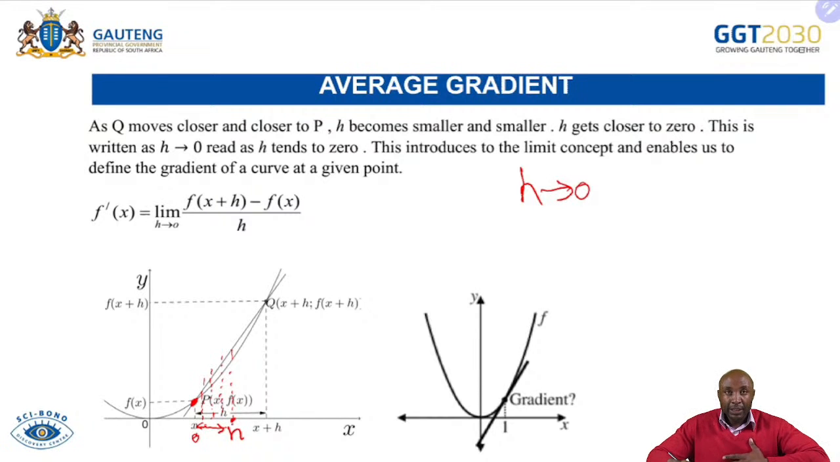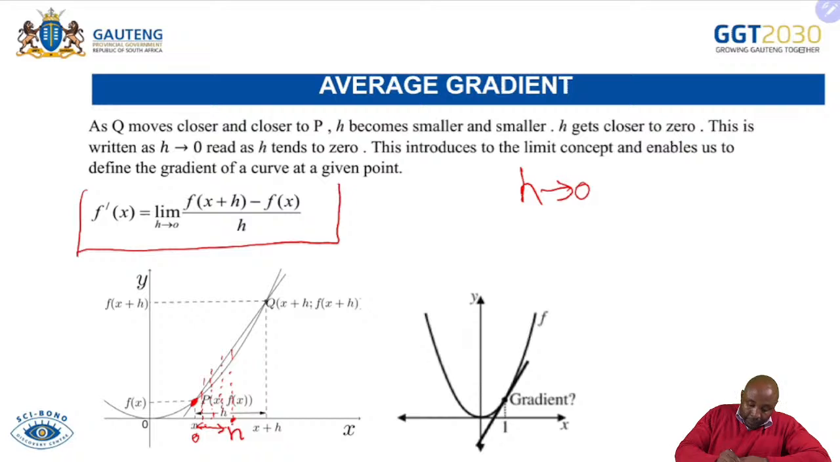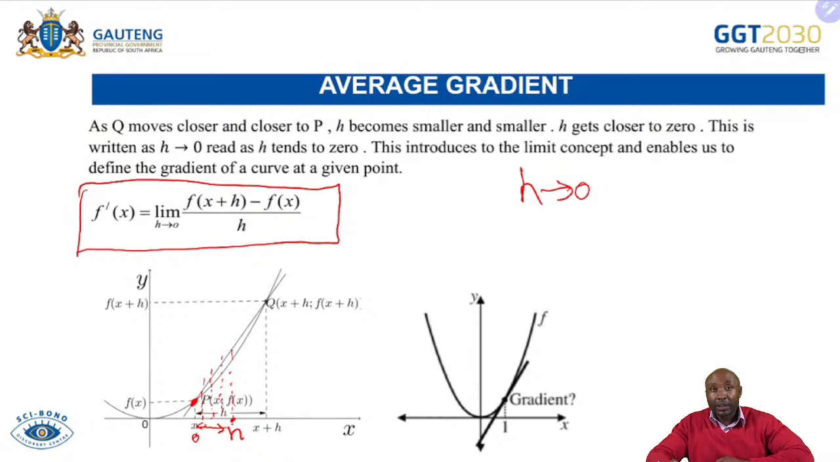And that will lead us to a formula where we say if our function is f of x, f dash of x becomes the limit as h tends to 0 or approaches 0. It will be given by f of x plus h minus f of x all over h. This formula will lead us to what we call finding the derivative from first principles, as you will see as we move along.